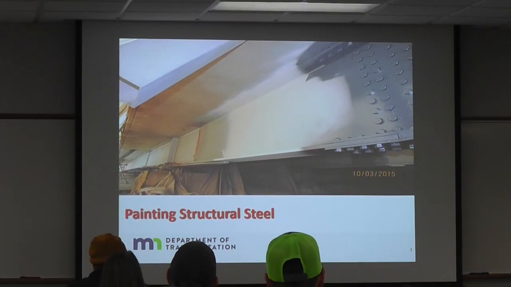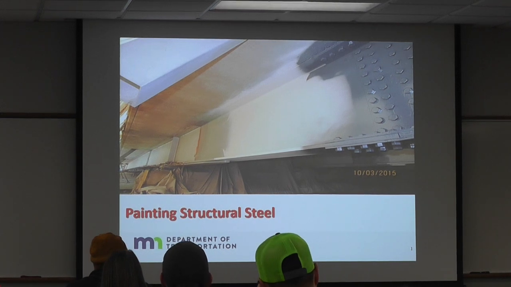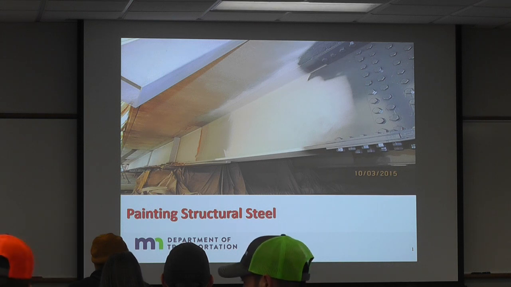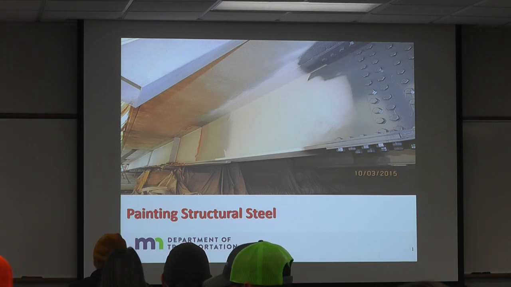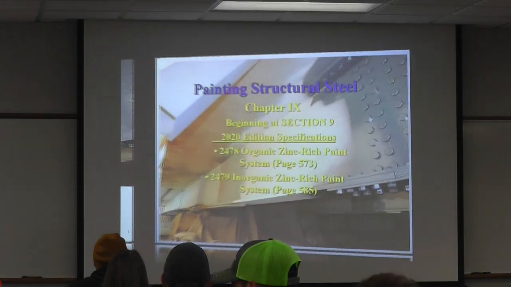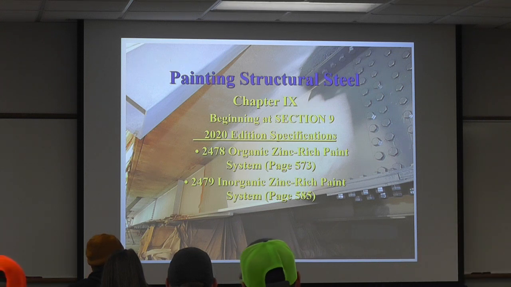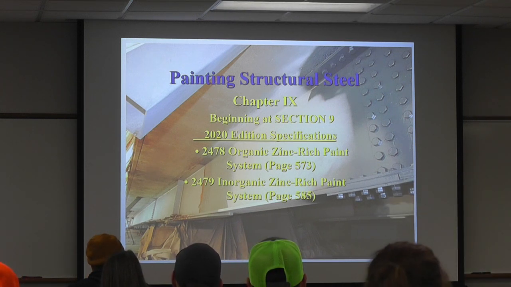Sorry, this involves some maintenance contracts, one of them in particular being the bridge repaints. So 24, 78, and 79 were blended a number of years back, and most of what we'll discuss here today involves field repaints. So 2478.